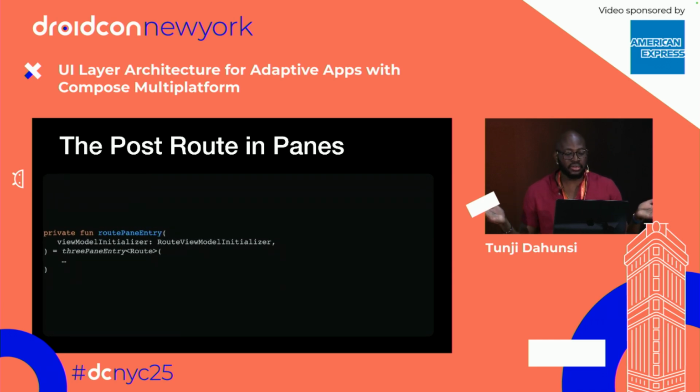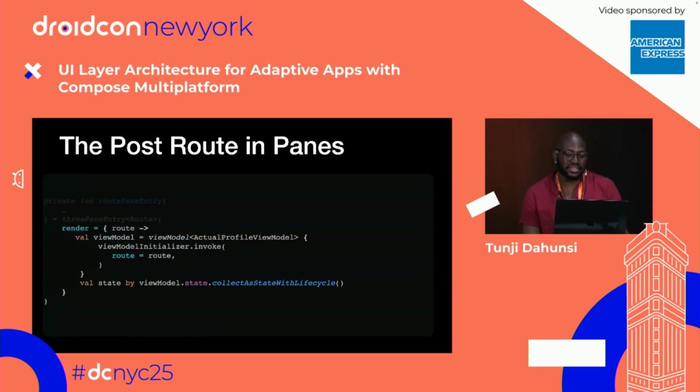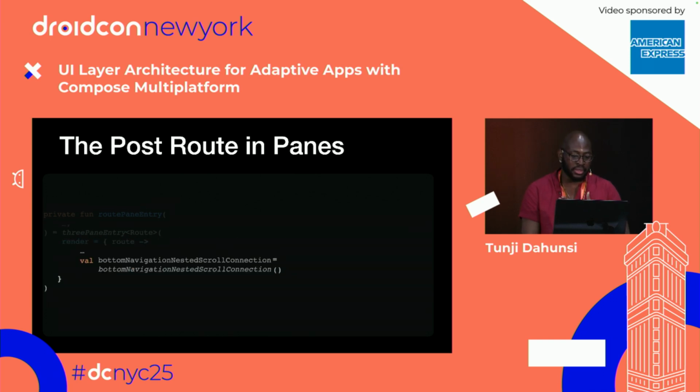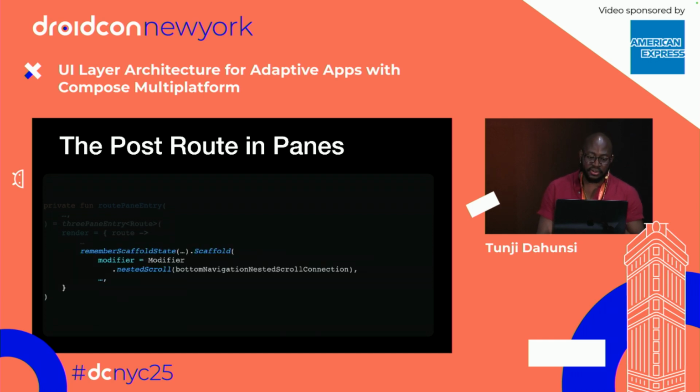Okay, so when you look at my pane entry for this, the first thing it takes is a view model initializer. Please use view models, please. So the very first thing I'm going to do is I create my view model. I use the view model factory method to get my view model. The state is just collect as state with lifecycle as you would expect. But here I have this interesting thing where I create a nested scroll connection.